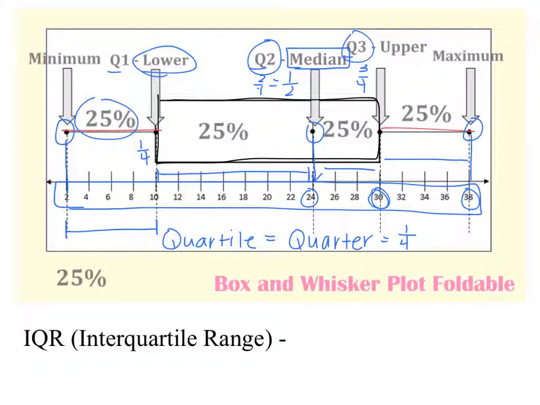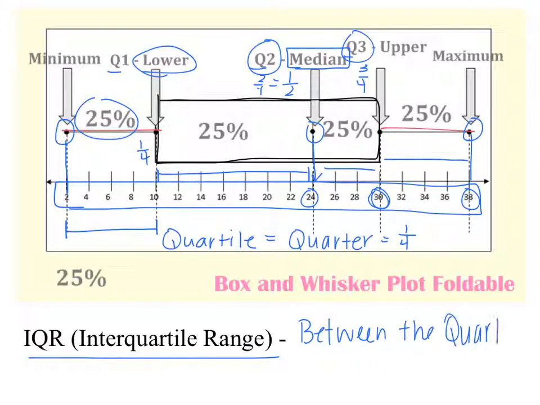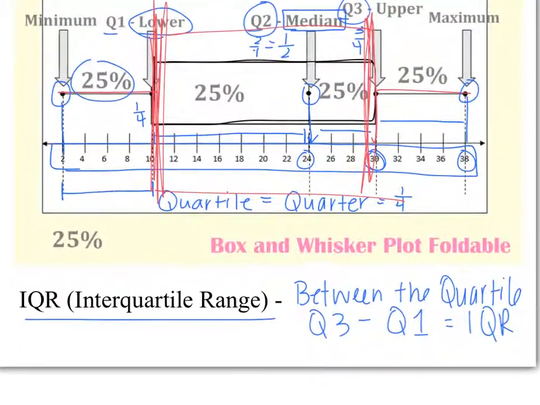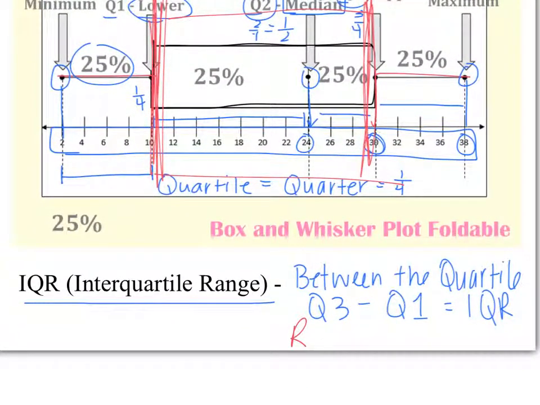We can find range, and we can also find interquartile range. This means between the quartiles. So basically, it's the range between quartile 3 minus quartile 1. That's what equals our interquartile range, our between the quartiles. So it's between this point right here and this point. Some of you may have noticed, hey, that's the box. Excellent. It is the range of the box in our box and whisker. So we're going to construct some.